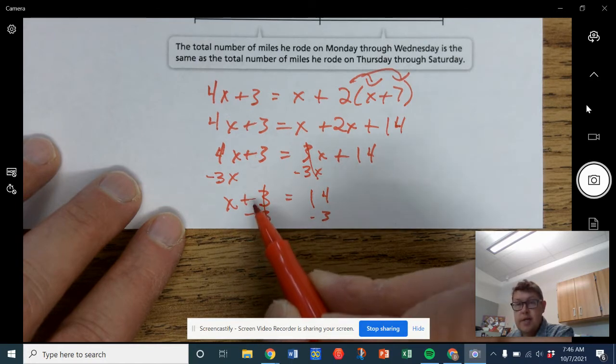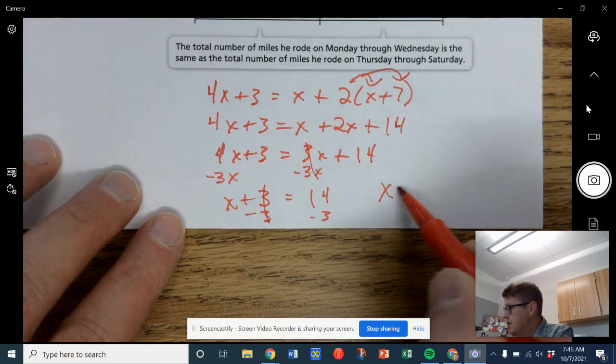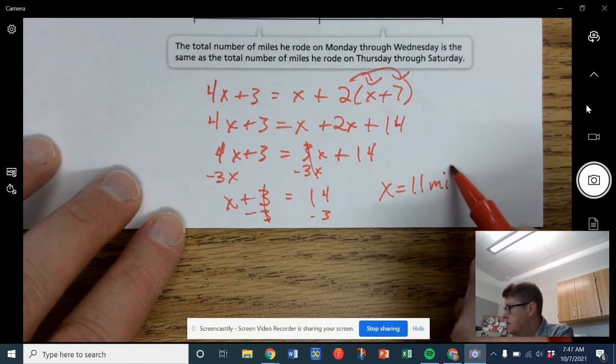That's the opposite of being positive, right? Subtraction is the opposite of addition. So to bring it across the equal sign, you have to do the opposite. So 14 minus 3 is 11 miles.